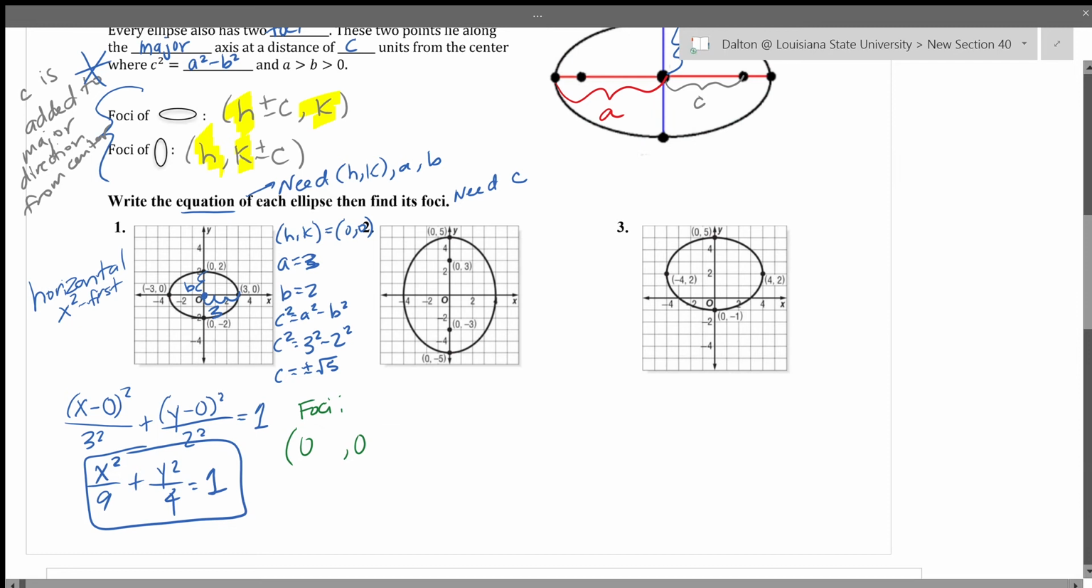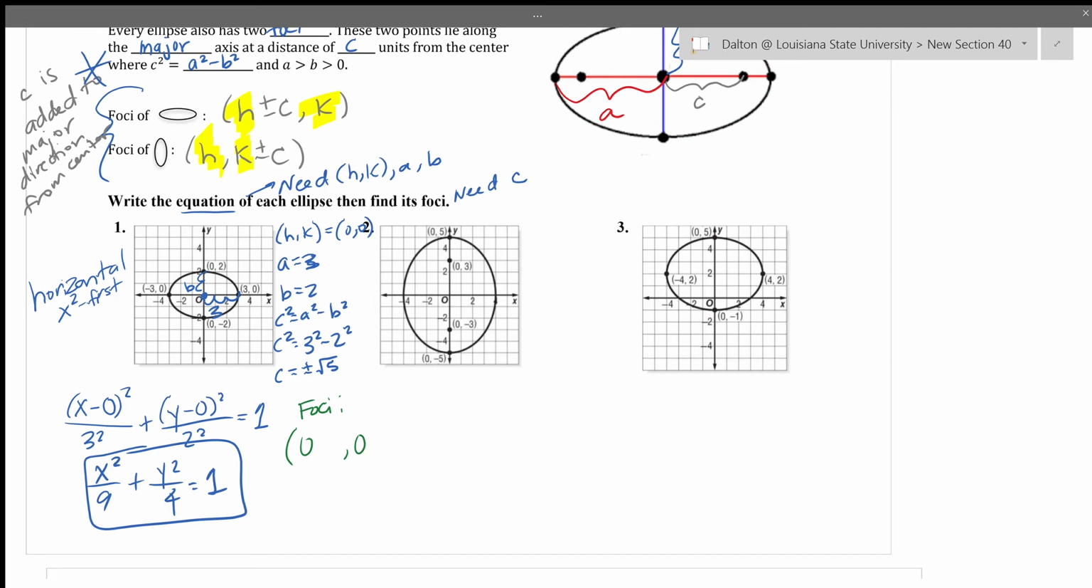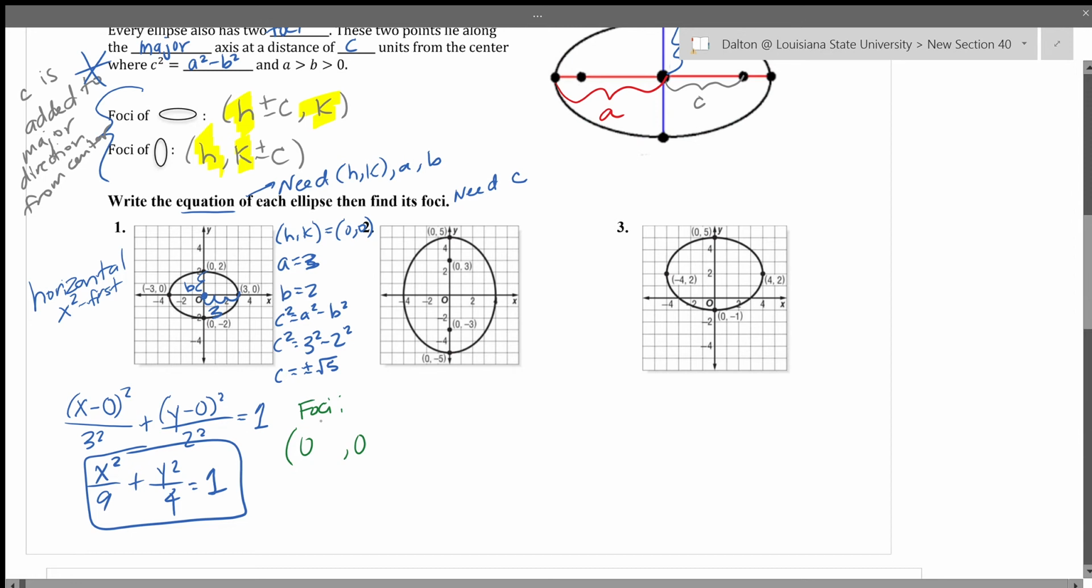And then all you do is, from your center point, you're going to add or subtract C in the bigger direction. So which axis is bigger for us, the X or the Y? Okay, so if your X is the bigger one, then that means you're going to be adding and subtracting C from your X. So it'll be 0 plus or minus the square root of 5, comma 0. And then again, go ahead and always simplify if possible. 0 plus or minus square root of 5 can just be written as plus or minus square root of 5, 0.